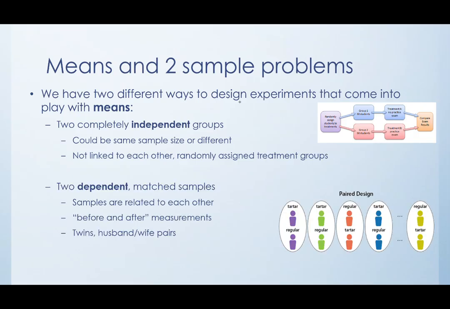Option two, we have two dependent matched pairs or matched samples. When you have two dependent or matched samples, some way or another the two samples are related to each other. Often this will be two sets of measurements on the same people, like a before and after. It might be twins who are literally related. It might be other sorts of relations, like husband and wife pairs. Okay.